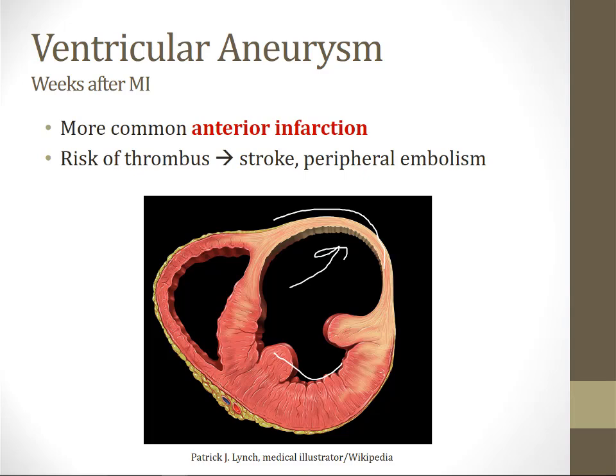And the problem here is that this wall of the heart is filled with scar tissue, so it's not going to contract. And when the myocardium contracts, that keeps blood moving. In this situation with an aneurysm, blood can develop stasis in this portion right near the aneurysm. That can lead to formation of a thrombus, and many of these patients with ventricular aneurysms develop thrombus and they're at risk for strokes or peripheral embolism from the thrombus sitting in the aneurysm.